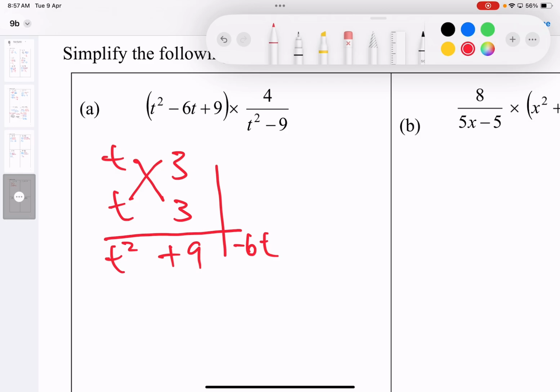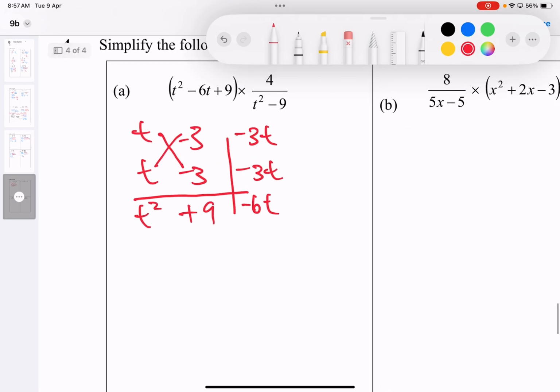T times 3 gives you 3t. Here gives you 3t as well. So how do you get minus? Both must be minus. Okay? So if both are minus, this side also minus. So you notice that this thing can be factorized as t minus 3, t minus 3. Okay? This part is this.